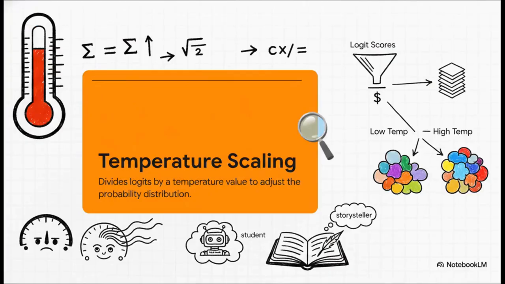So, if AI text generation relies on flipping a mathematically biased coin, how do we actually steer that coin flip to control the output? We do it using temperature scaling. This is a crucial technique that divides those raw logit scores by a specific temperature value to adjust the probability distribution. Temperature is the literal mathematical dial that controls whether the AI acts like a serious, deterministic student reciting safe facts or a highly creative storyteller taking massive risks.